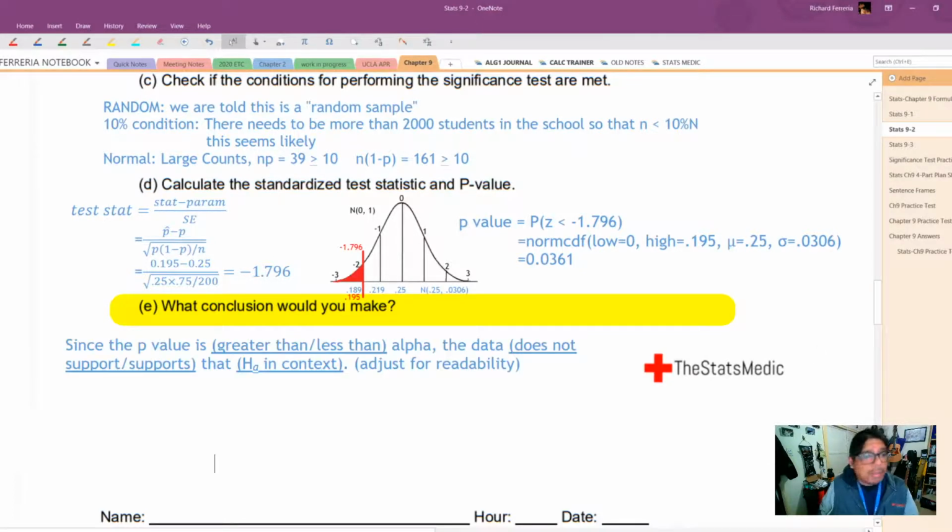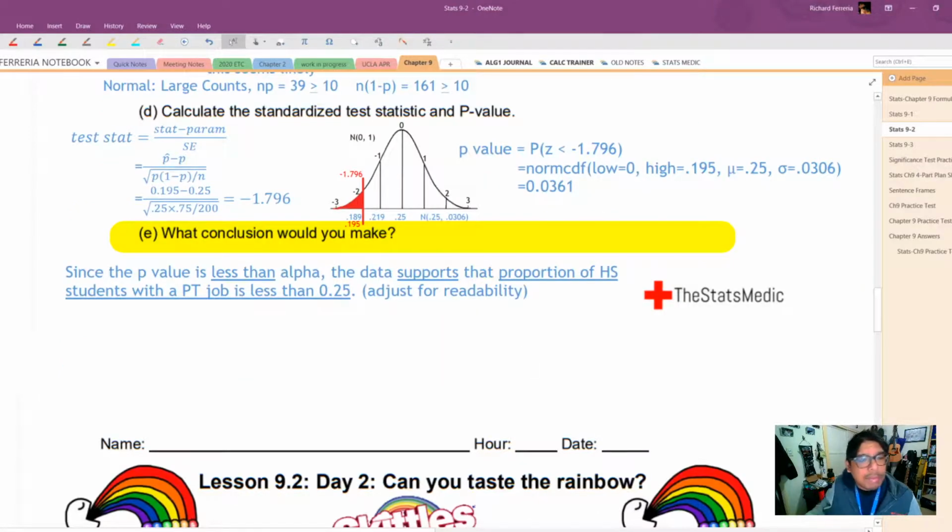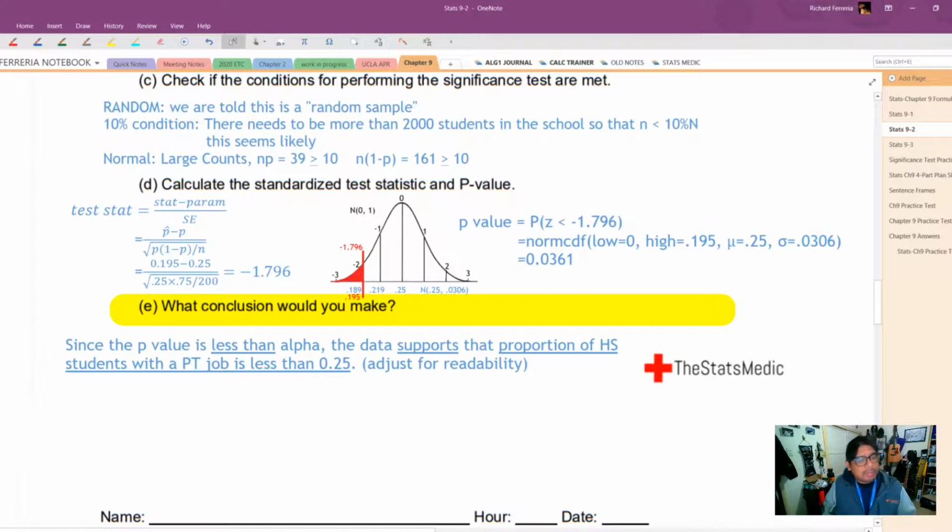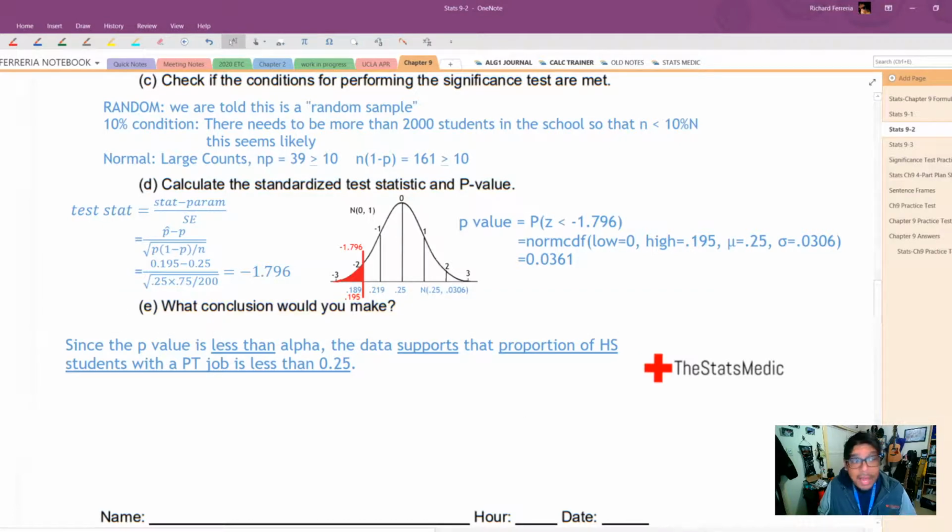Go ahead and copy and paste the sentence frame. Read it one more time for readability. Since the p-value is less than alpha, the data supports that the proportion of high school students with a part-time job is less than 0.25, and that reads pretty well to me. That is a job well done.